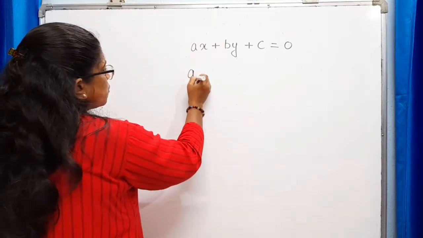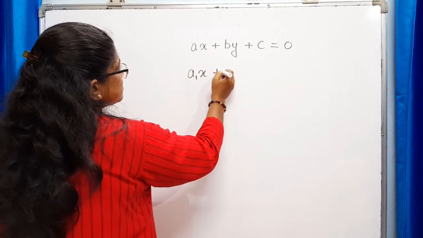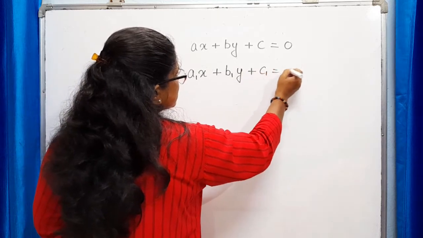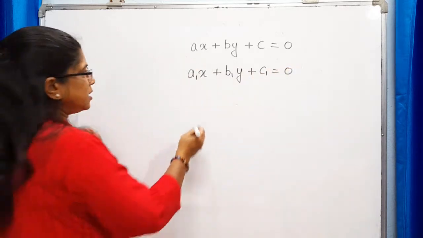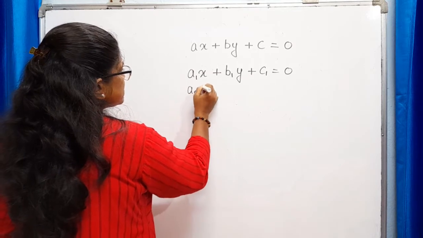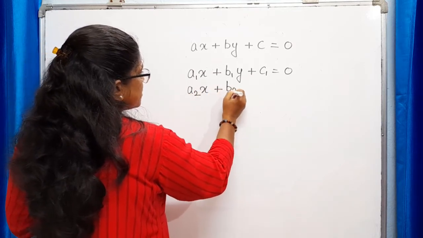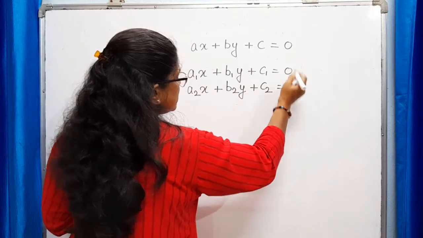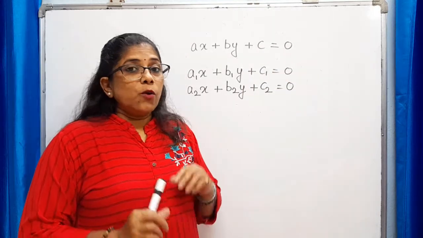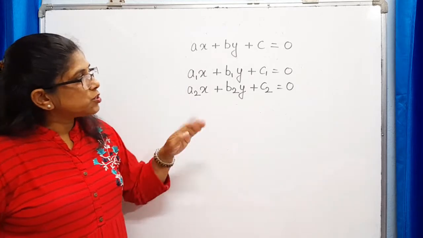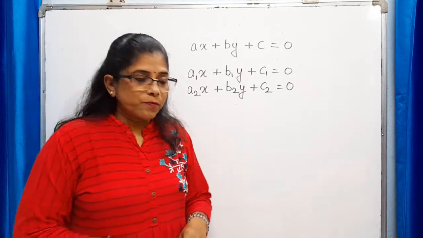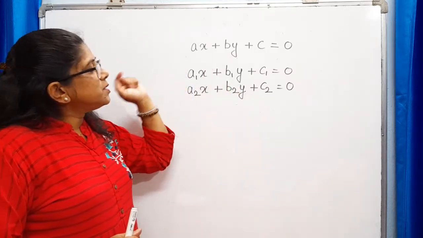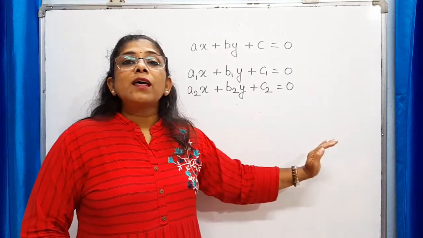First equation we will write like this: a1x plus b1y plus c1 is equal to 0. Second equation is a2x plus b2y plus c2 is equal to 0. Now which of these equations will have solution and which equations will not have solution? See, each linear equation represents one line.